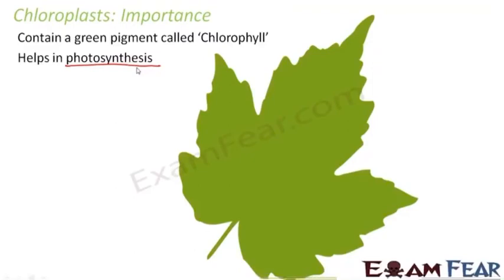So, photosynthesis is something which prepares food for plants. So, if photosynthesis doesn't happen, plants will not get their food, and therefore plants will not survive. So, chloroplasts are an extremely important thing for the survival of the plants. They are also known as the kitchen of the cell because they help in photosynthesis.